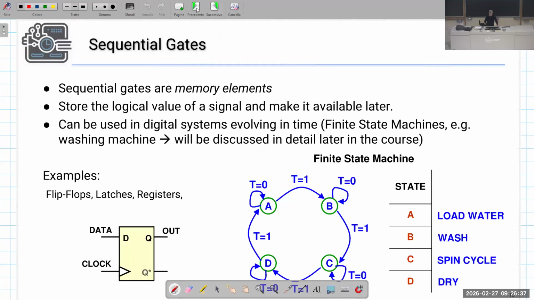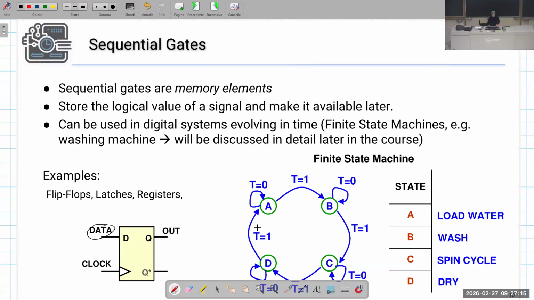What about sequential functions? As I have stated before, an example of a sequential function is a register or a flip-flop that is intended to store the logical value of an input data signal and keep it in memory for an indefinite time. But another example of a sequential circuit is a finite state machine.